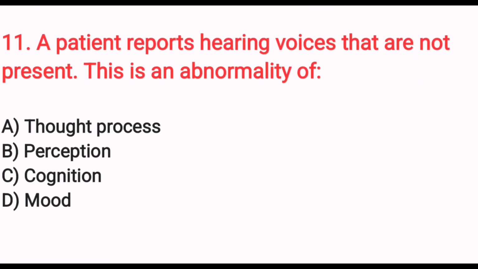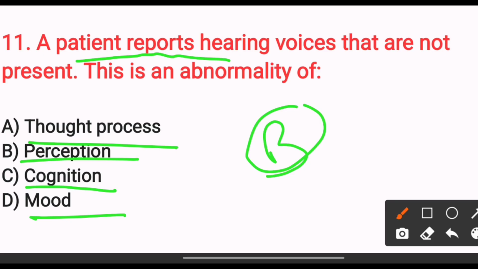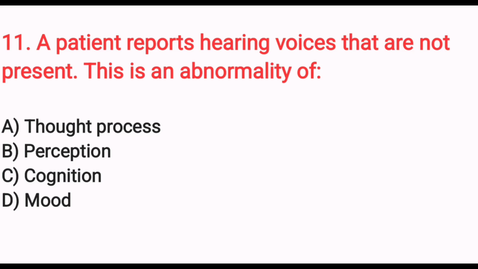Next, a patient reports hearing voices that are not present. This is an abnormality of: option A, thought process; option B, perception; option C, cognition; option D, mood. The answer is option B, perception, because hallucination represents abnormal sensory perception.